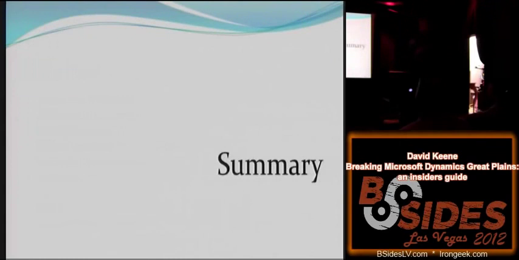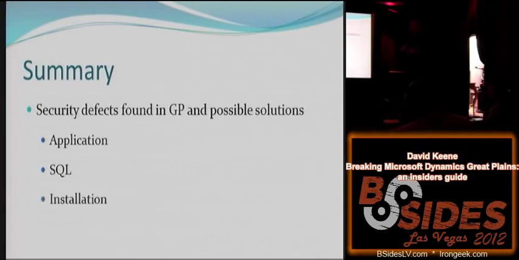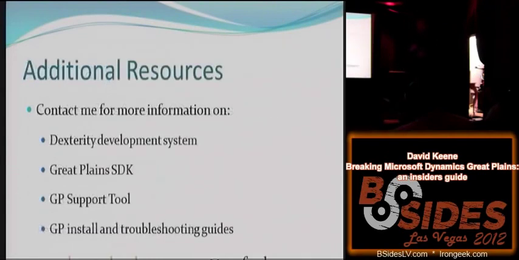All right, so let's wrap everything back up again. I expressed some of the problems that I found in Great Plains and some of the solutions within the Great Plains application itself, and took a look at how to actually secure against some of the problems with the SQL installation, like password policy and the local instance. We looked at installer errors and installation errors and how to correct those. We took a look at some of the quick and dirty methods of doing some pen testing against GP. And so here are some additional resources.